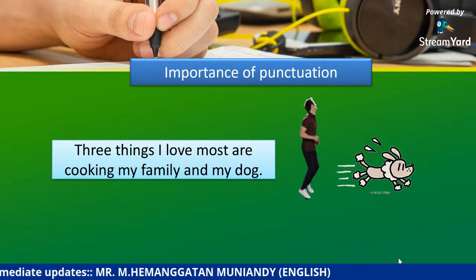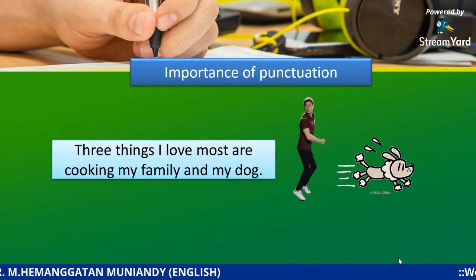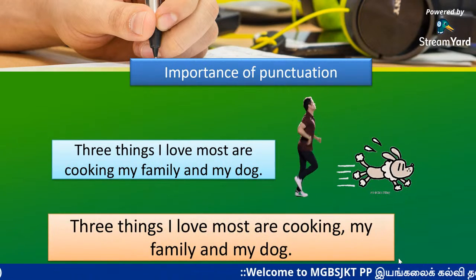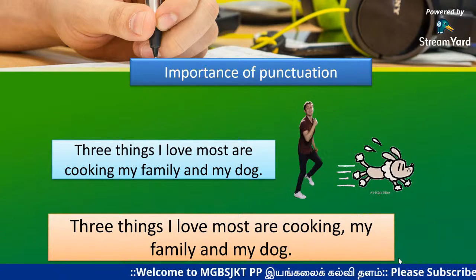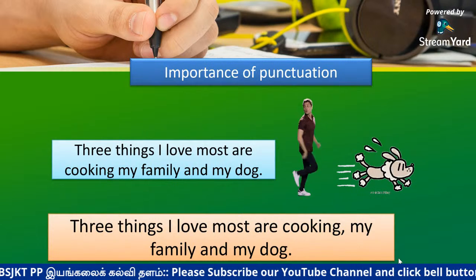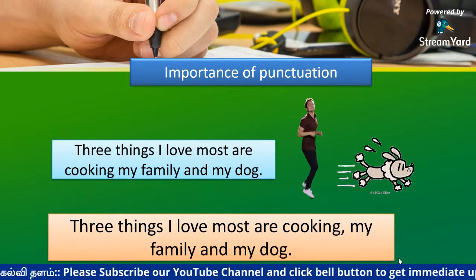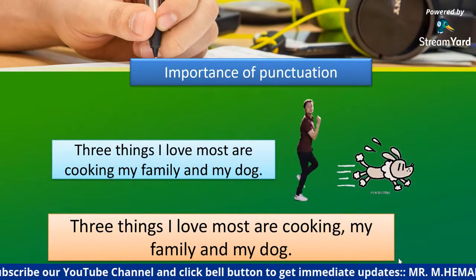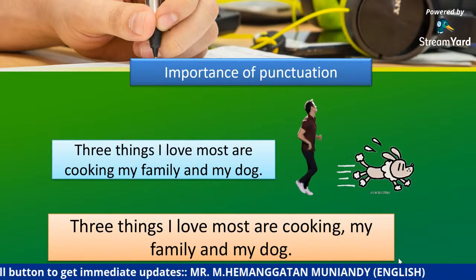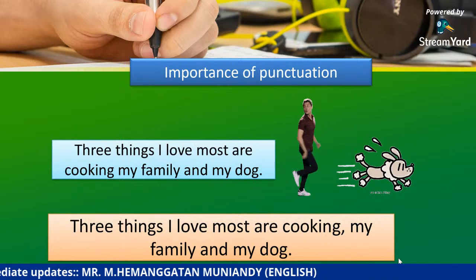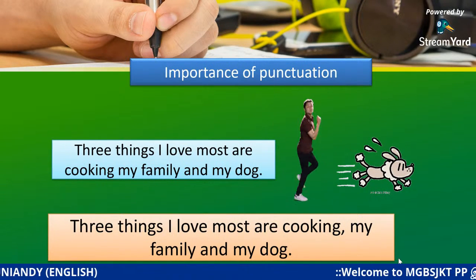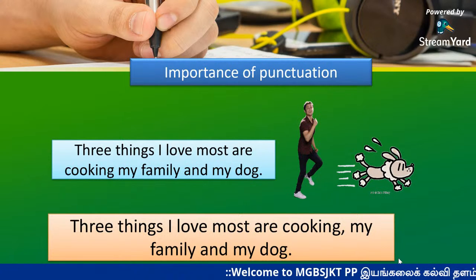Okay? So, it's a comma, and why do you think we have to put it? Yes, you're right. Just one little comma. Three things I love most are cooking, my family, and my dog. Just look at how I change my intonation, how I change my tone, how I change the way I'm reading the sentence. The first one, three things I love most are cooking, my family, and my dog. Second one, three things I love most are cooking, my family, and my dog.